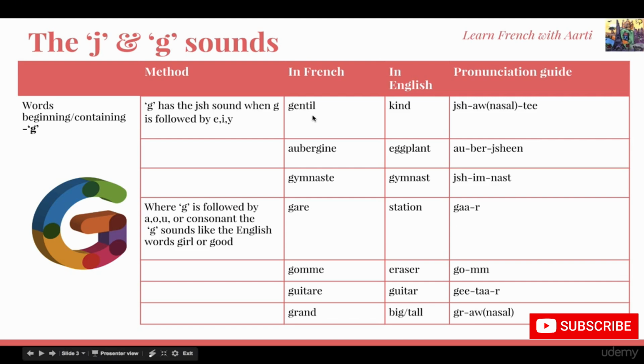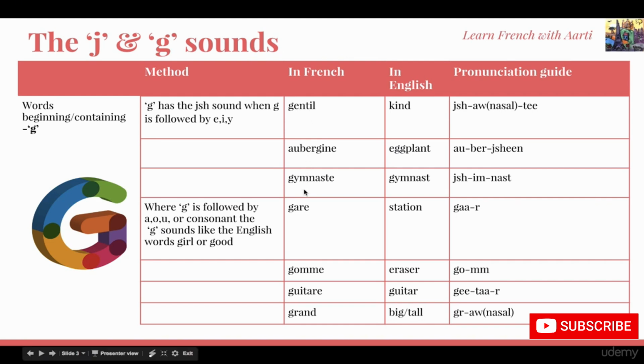Gentil. Aubergine, aubergine is eggplant and G here is in front of I. Gymnast is gymnast and G is in front of Y. So remember, G has the j sound when G is followed by E, I, or Y.